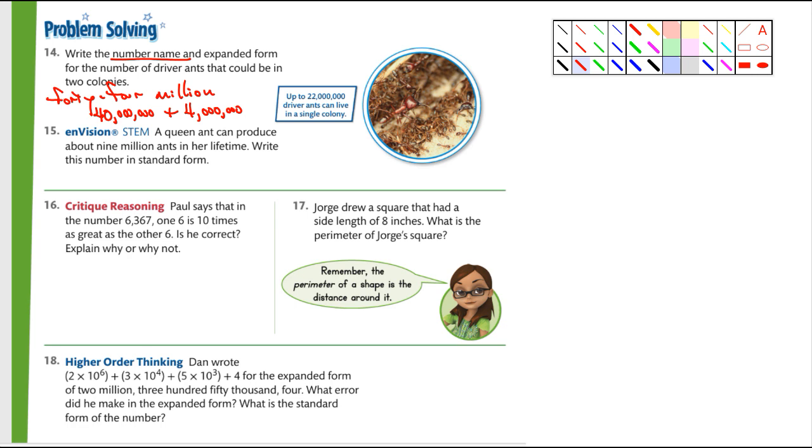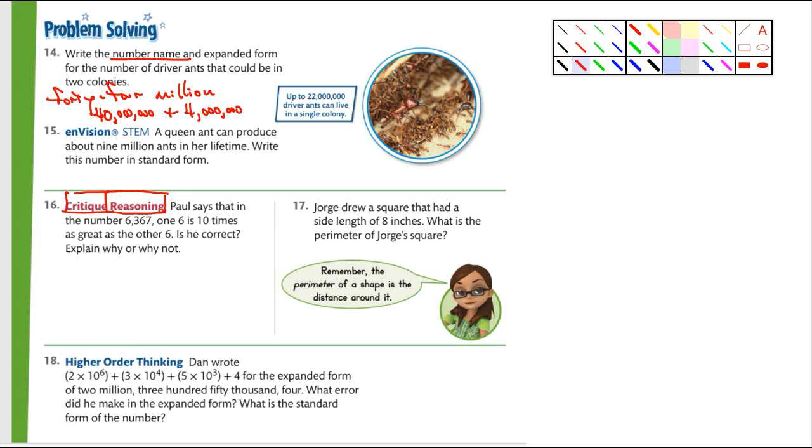Let's look at 16 here. Critique reasoning. What does critique mean? When you critique something, you're looking for errors. And so if you're critiquing somebody's reasoning, you're looking for errors in their thought process. So Paul says that the number 6,367, 1/6 is 10 times as great as the other 6.